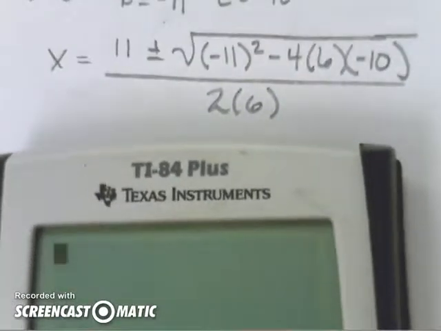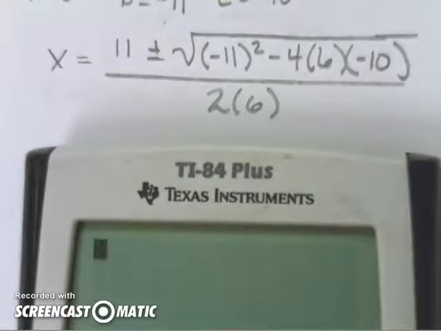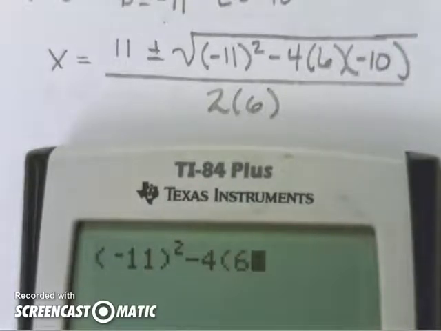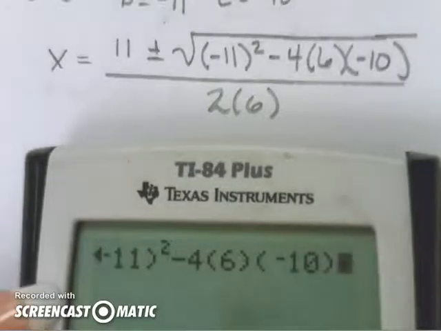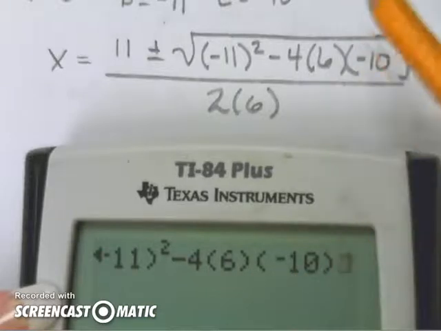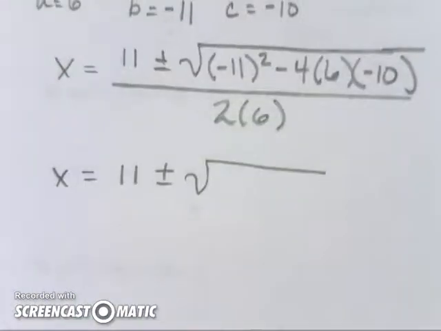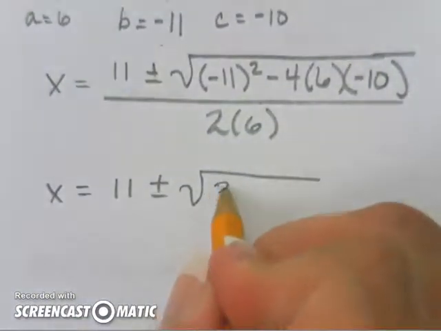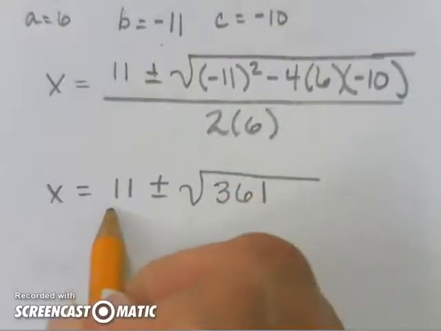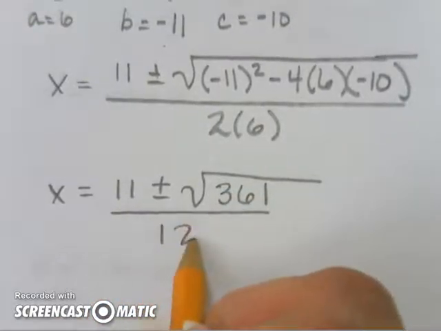I would type in my calculator, parenthesis, negative 11 squared minus 4 times 6 times negative 10. You'll notice I typed it in exactly like I have it written on the paper. And that gives me 361. So 361 goes underneath my radical over 12.